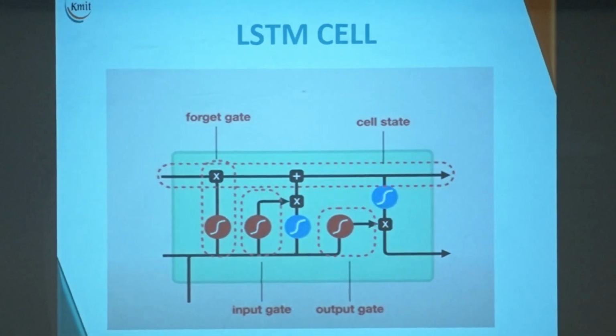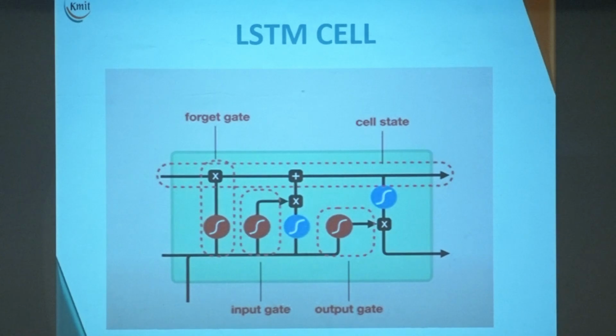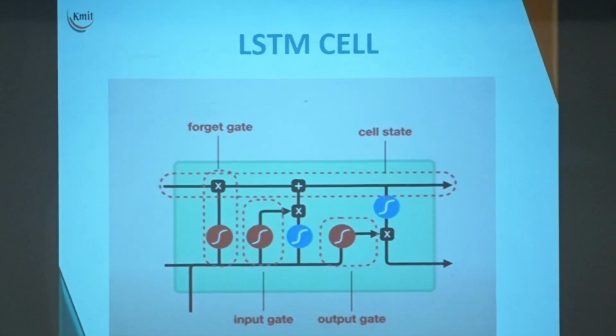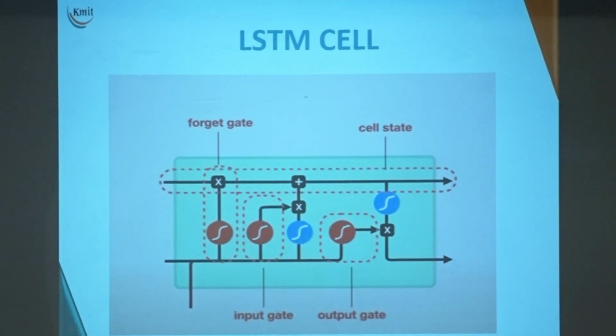You are able to see 4 things. I explained 3 things as gates. What are the 4 things? Read. Input gate, output gate, forget gate.